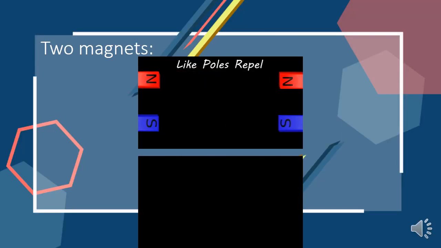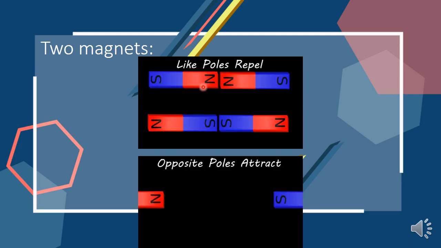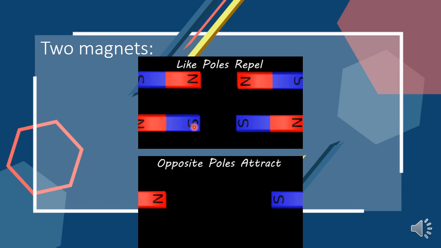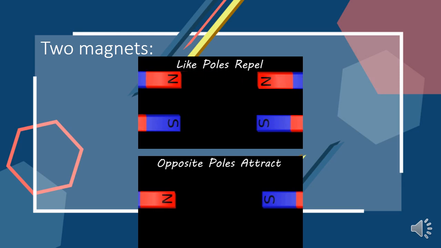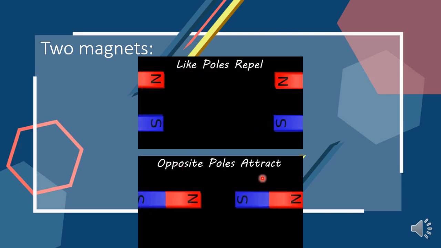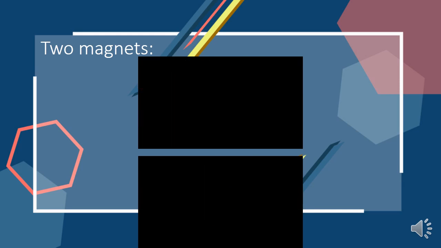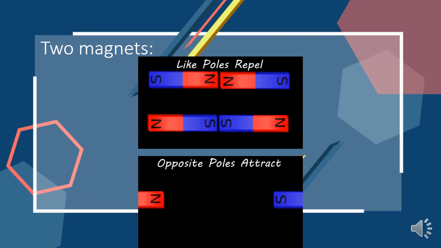If we have two magnets like this example, the magnetic force affects them. We have like poles here. It means the same type of pole, north and north, or south and south. These poles will repel. It means they will push each other away. So these like poles repel. And in this example, we have opposite poles attract. So north and south, or south and north, these are opposite poles, not the same type of poles. They will attract. It means they will pull each other.